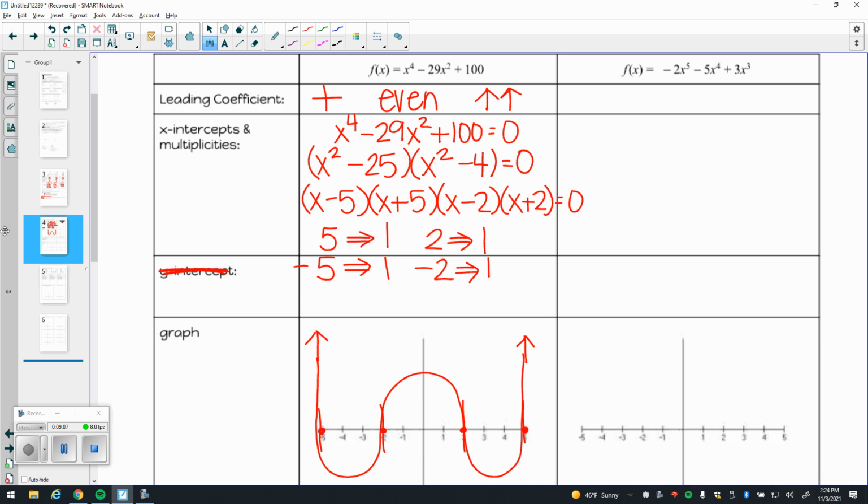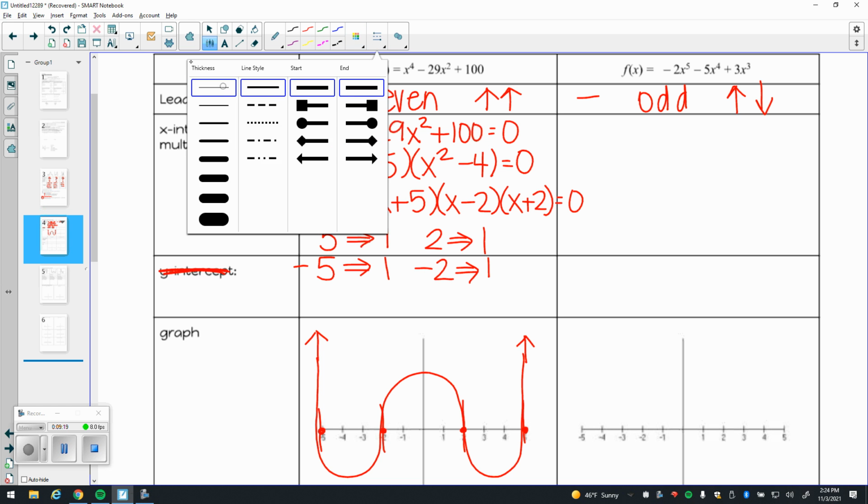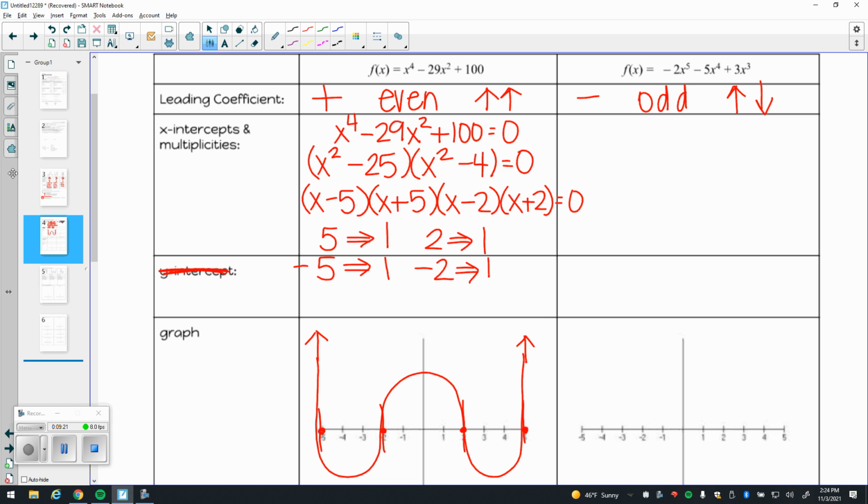Next example. Positive or negative? Even or odd? So that is up, down. If you don't have those memorized, you'd have to memorize them tomorrow. The more you have memorized for tomorrow, the less you have to flip back through your notes. If you have to flip back through your notes, there's a good chance you might not be able to finish.